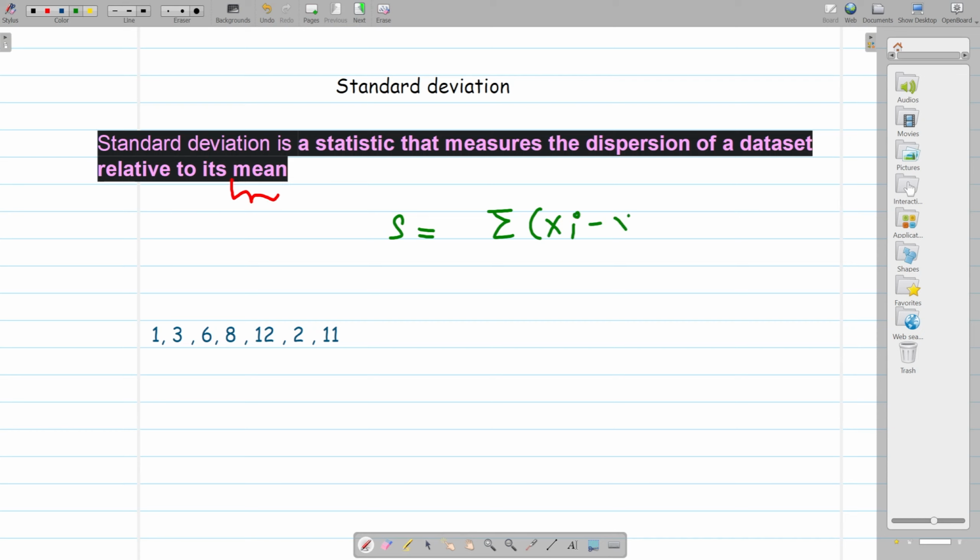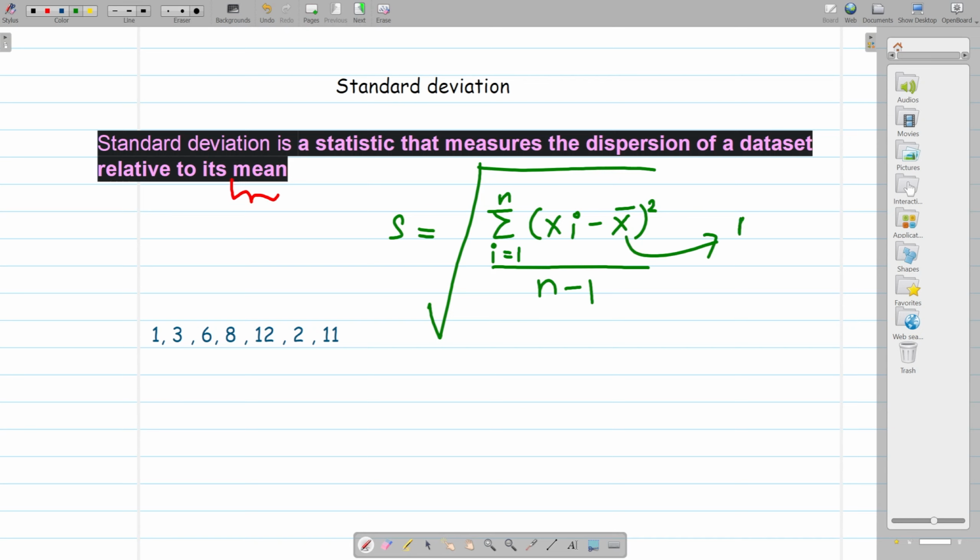The equation is: s equals the square root of the summation of (x_i minus x bar) squared, i equals 1 to n, divided by n minus 1. Here x bar is the mean of the data set. As the definition states, it has the mean, the distance from the mean for each data value.